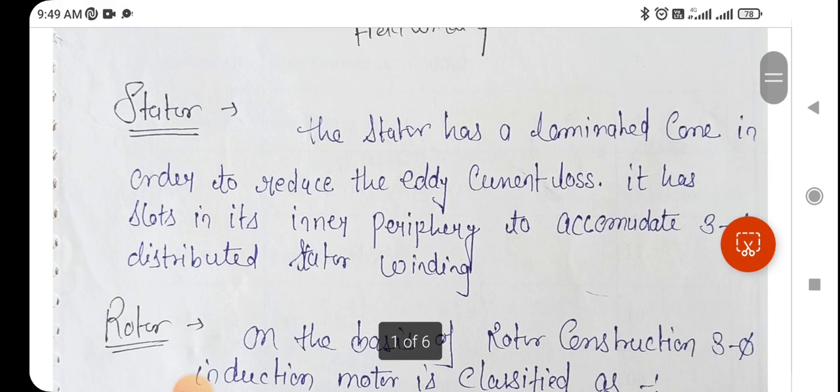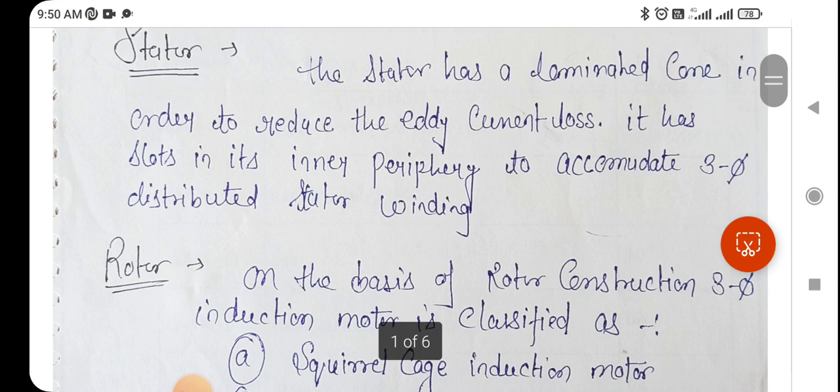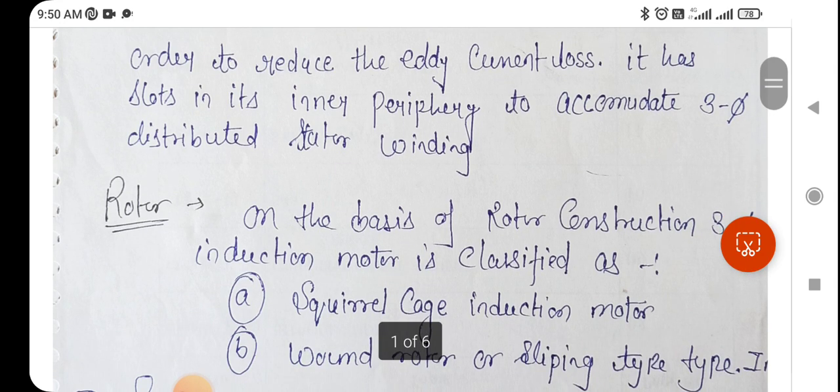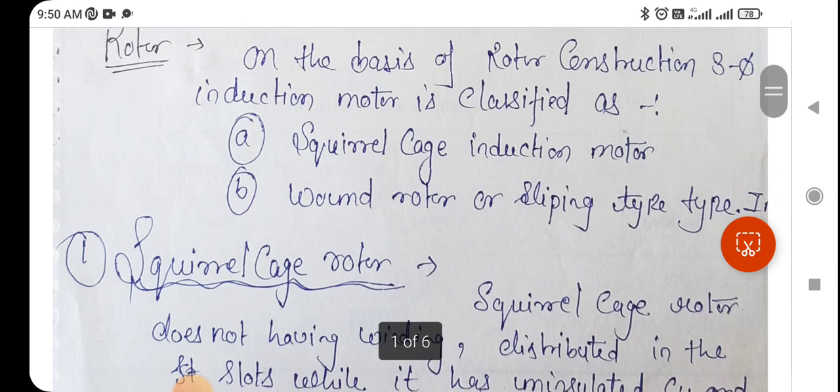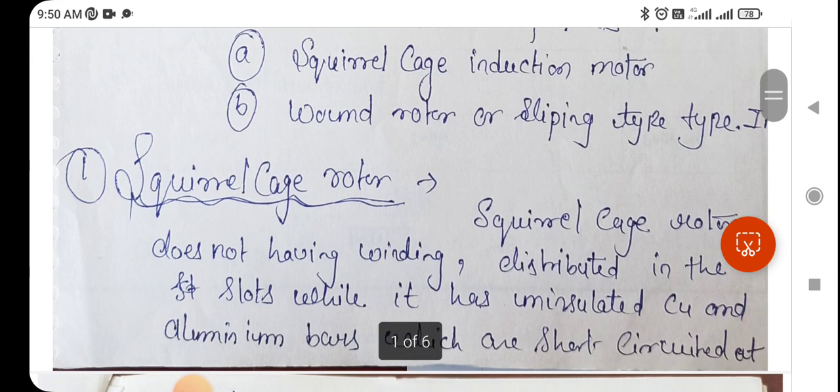So the stator has a laminated core in order to reduce eddy current loss. It has slots in its inner periphery and accommodates a three-phase distributed stator winding. So the most important part of an induction motor is its rotor. There are two types of induction motor rotor: the squirrel cage rotor and the wound rotor, or slip ring type rotor.